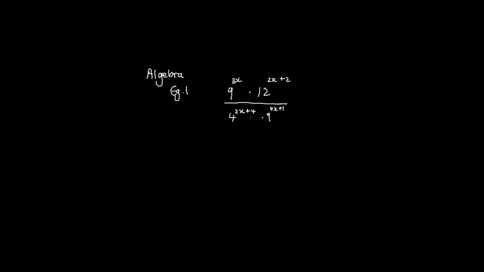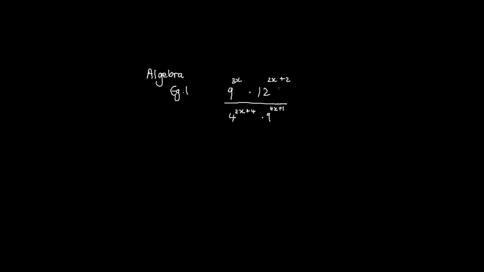So my first question to you is, how many terms are there in this expression? There's only one term. A term is separated by either addition or subtraction. In this case, it's a giant division. The numerator, which is 9 raised to the power of 3x times 12 raised to the power of 2x plus 2, is divided by the denominator of 4 raised to the power of 2x plus 4 times 9 raised to the power of 4x plus 1.